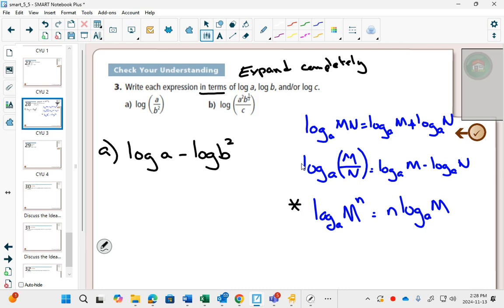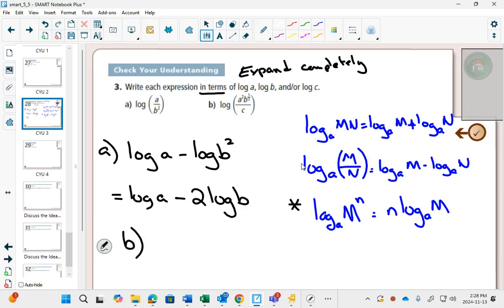This isn't in terms of log A, log B. It's in terms of log A, this is good, but the log B still has an extra squared in there, so we have to take one extra step and use the last log law listed there. Bring the 2 out in front. And this would be considered expanded completely, the least simplified as possible. Same thing in B.